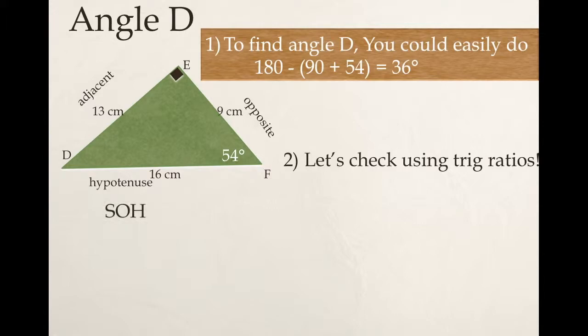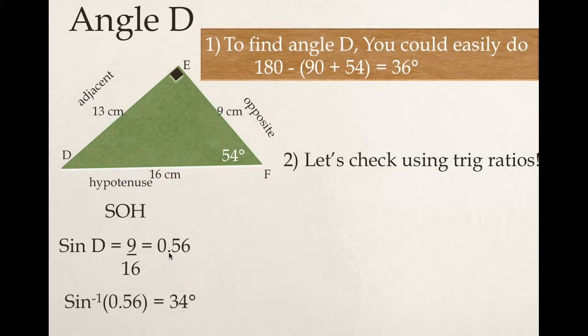Using sine, we have that the sine of D is opposite over hypotenuse, so 9 over 16. That gives us decimal 0.56. If we do the arc sine, we get 34 degrees. Keeping in mind that we know that it's 36.